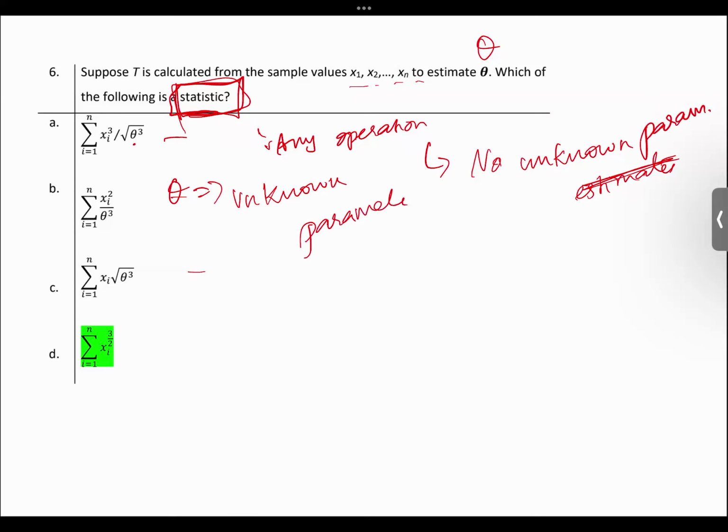In option B also, we have theta, which is unknown. In C also theta is unknown. But in option D, there is no unknown. X is given in your question; X1, X2, X3, all these values will be given. So when you do a summation of X to the power 3 by 2, you will be able to calculate it. There is no unknown parameter here. So the answer is option D. This is just a theoretical question.